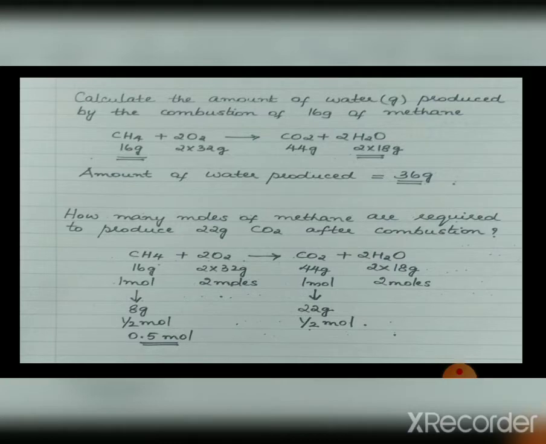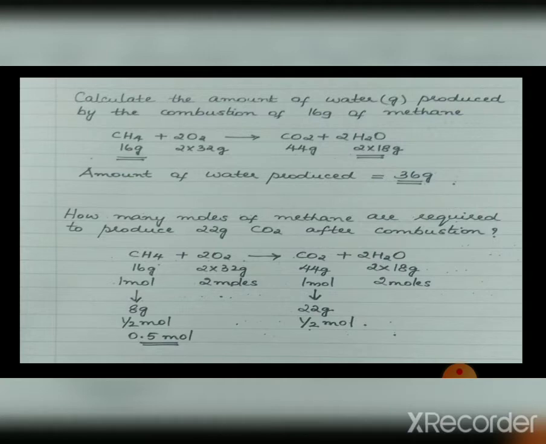So let us see how to solve this question, how to get the answer. First of all, identify the reaction mentioned in the question. What is the reaction? It is combustion of methane. So write the balanced chemical equation for the combustion of methane. So we can write the equation as CH4 plus 2O2 gives CO2 plus 2H2O.